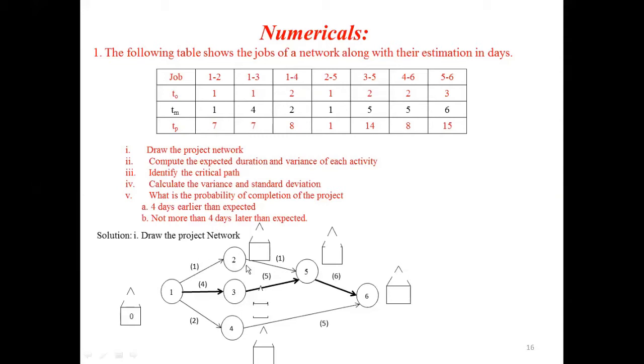For node 2, to fill this block, you have 0 plus 1, you will get 1. Similarly, for node 3, 0 plus 4, you will get 4. Similarly, for node 4, 0 plus 2, you will get 2. Then next, for node 5, you have 2 arrows, one from node 2 and one from node 3. If I consider from node 2, 1 plus 1 will get 2. If I consider from node 3, 4 plus 5 will get 9.